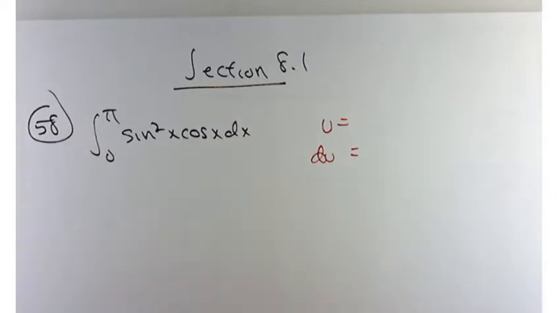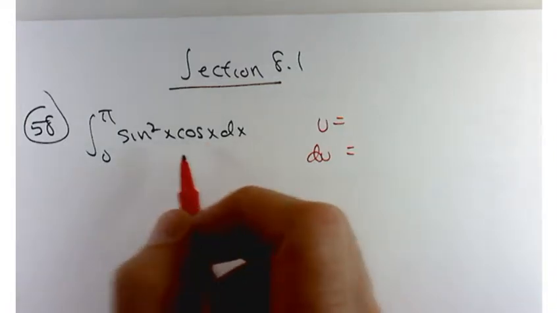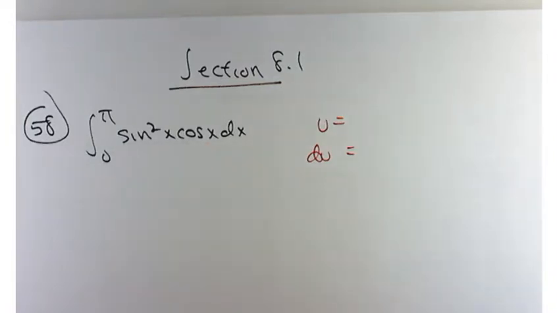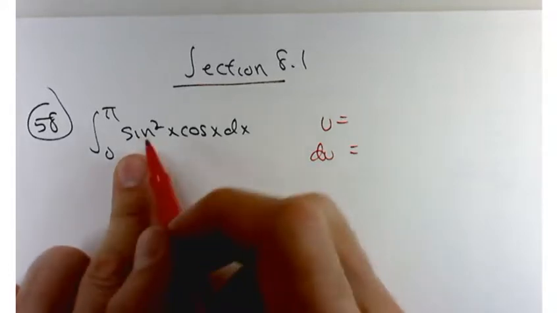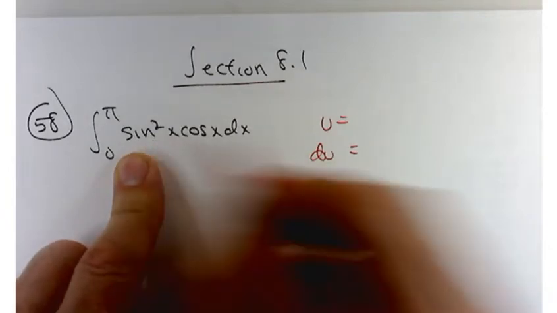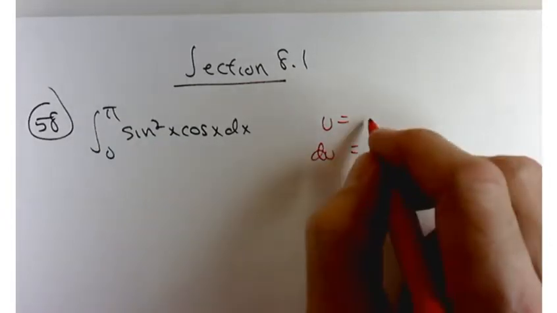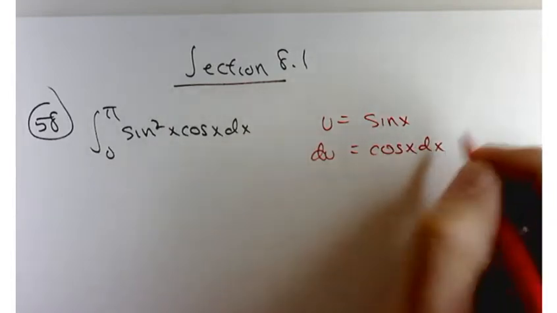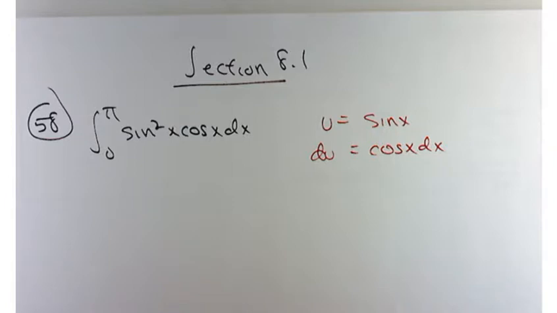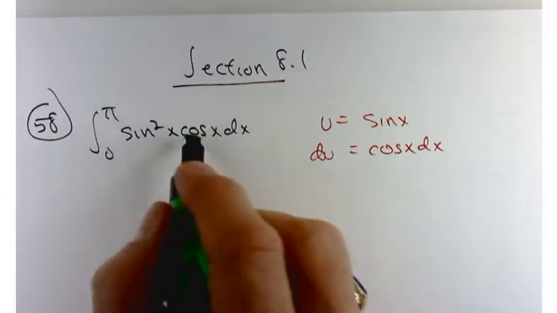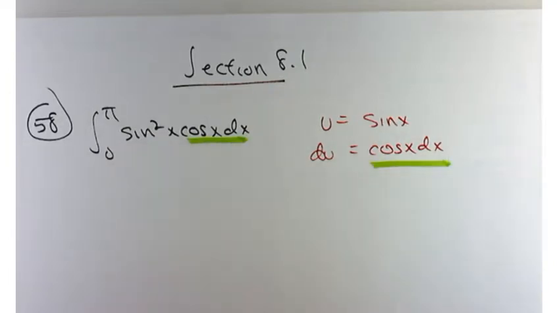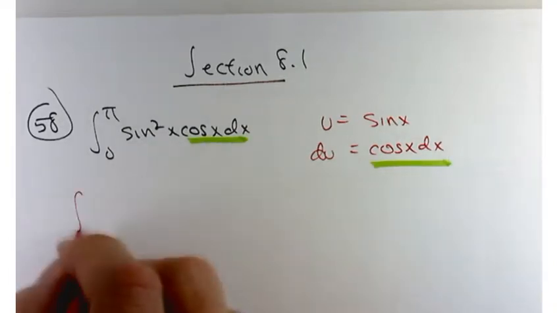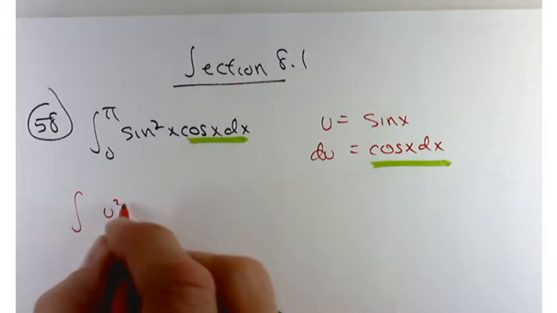But in this case, one of these choices is better. Does anyone see what would be a good choice for our U substitution here? I'd do the sine, because then you have the cosine that would be the direct derivative of this. So U equals sine of x, du is cosine of x dx. And the nice thing is that you've got your du term already in the integrand. You don't have to solve for anything. So this right here is our du term. So it's going to be the integral of u squared du.